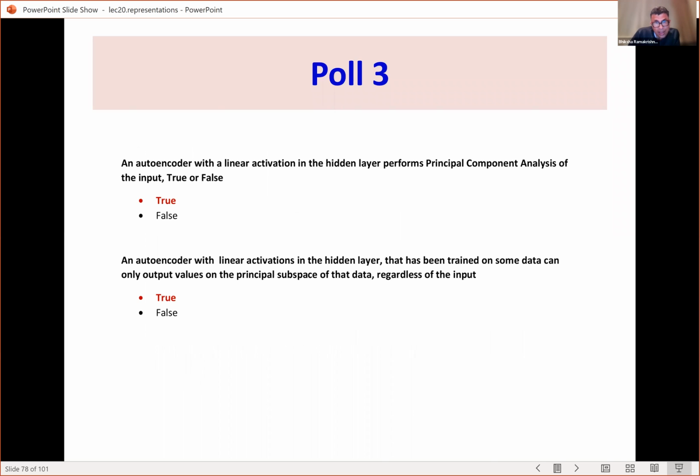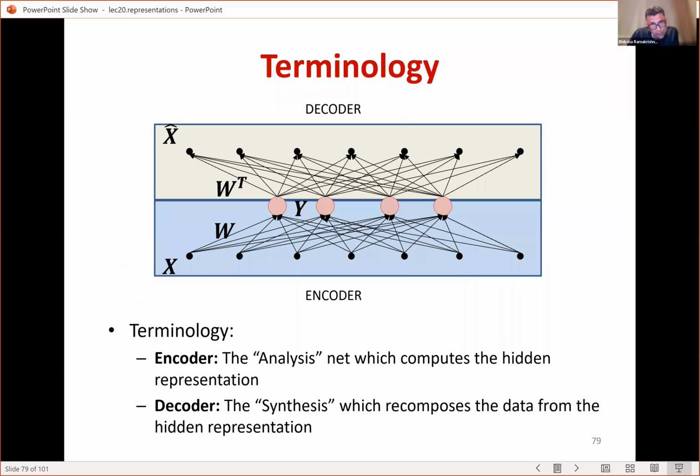Also true, right? An autoencoder with a linear activation in the hidden layer performs principal component analysis of the input. And an autoencoder with linear activations in the hidden layer that has been trained on some data can only output values on the principal subspace regardless of the input.